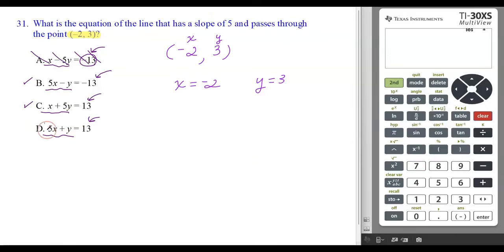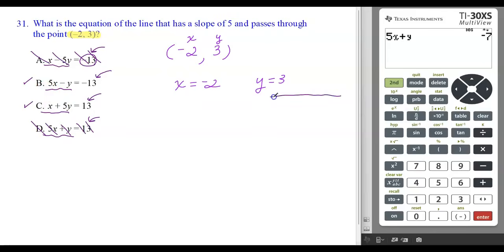So I'm going to type in 5x plus y. 5x plus y, hit this twice, hit enter, and when I punch in a 5x plus y, I get out a negative 7. And this is 5x plus y. When I punch it in, I should get out a 13. Doesn't match. D is gone. At this point, you have a 50-50 chance of guessing. And if you're not strong in algebra, I would guess at this point.